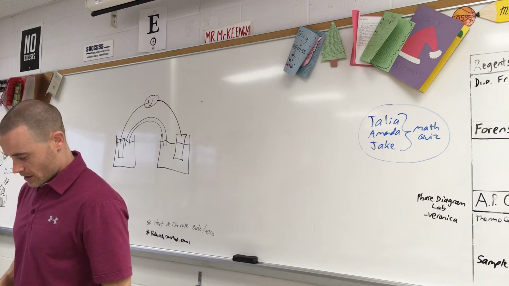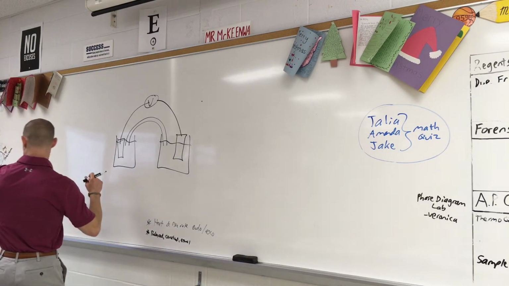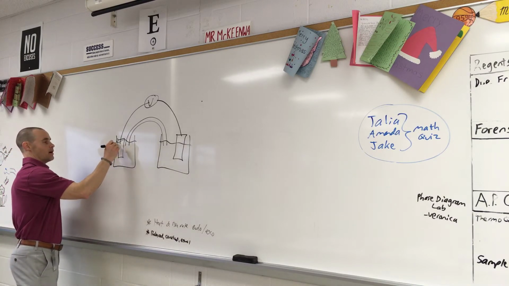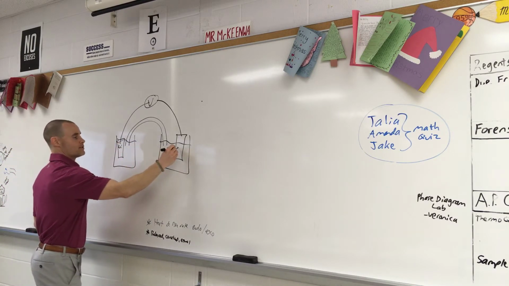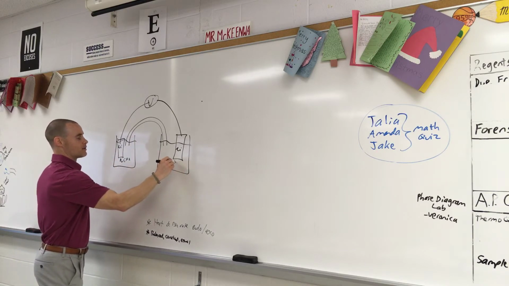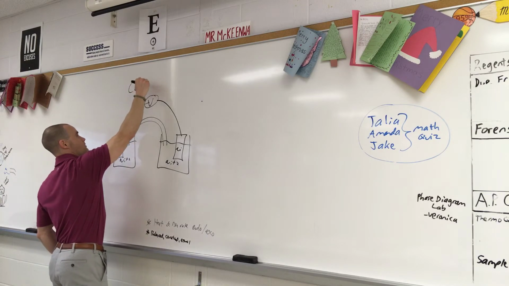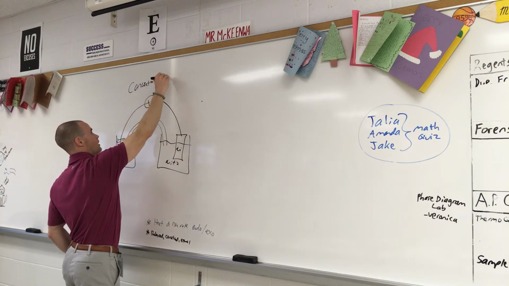All right. Here we go. Now, in this cell, this is nickel. This is also nickel. This is nickel plus 2. This is nickel plus 2. This thing's called a concentration cell. Write that somewhere here.